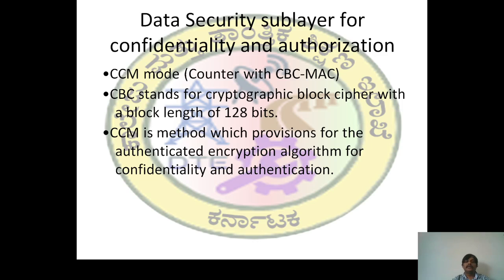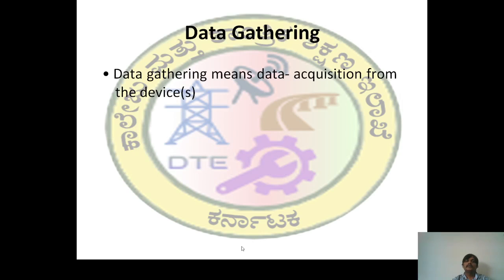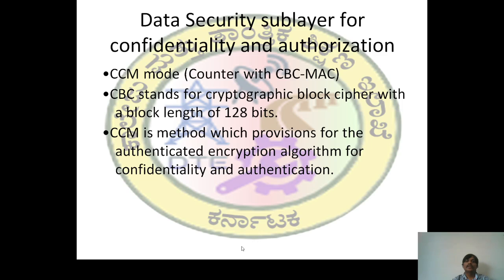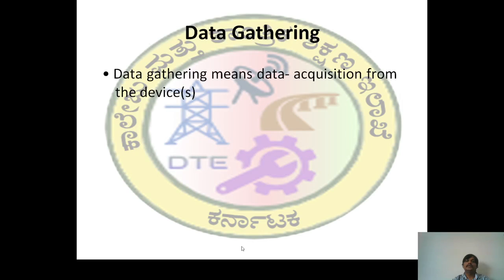End-to-end security is another aspect, which implies using a security protocol at each layer, physical, logical link and transport layers, during communication at both ends in a network. CCM mode is combined with CBC-MAC. CBC stands for cipher block chaining with a block length of 128 bits. CCM is a method which provides an authenticated encryption algorithm for confidentiality and authentication.